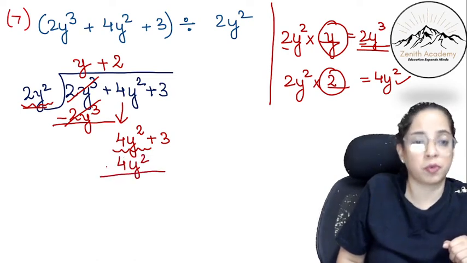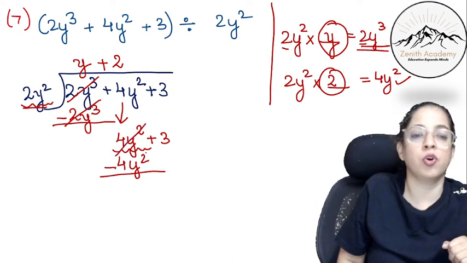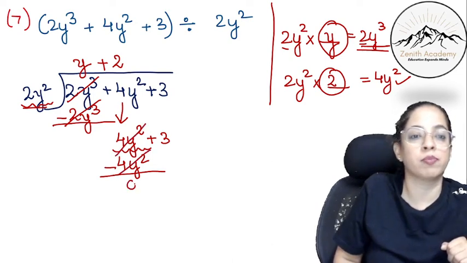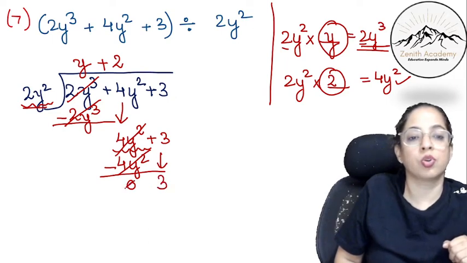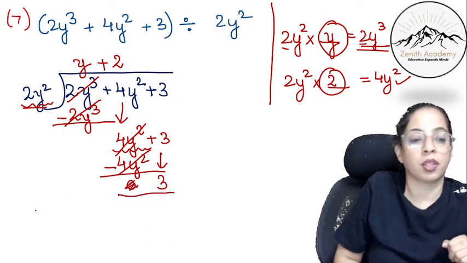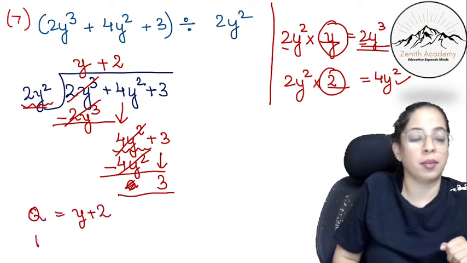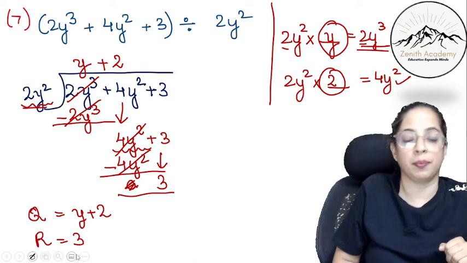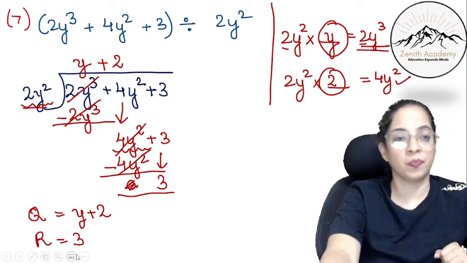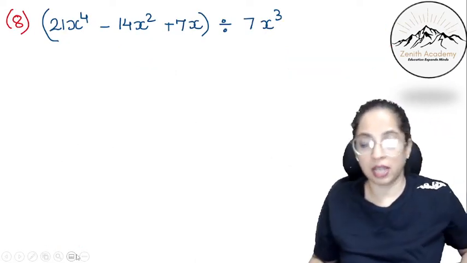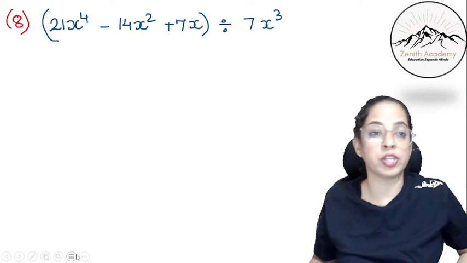Now since I am subtracting, I'll change the sign. Positive 4y square, negative 4y square becomes 0. And this 3 is brought down. Okay, so the remainder is 3. My quotient is y plus 2 and the remainder is equal to 3. Clear to you? Great going. Now let's go ahead with question number 8.